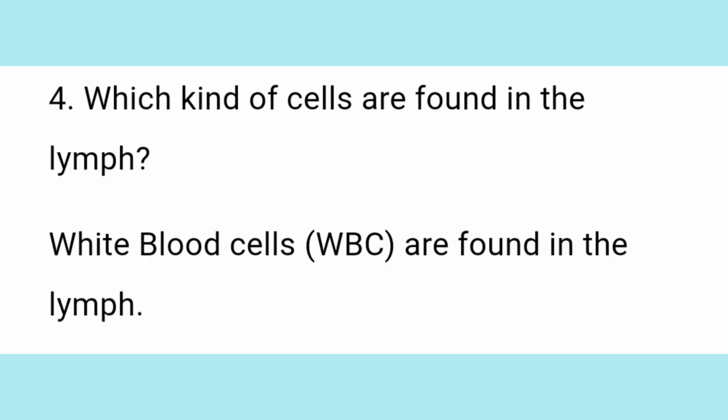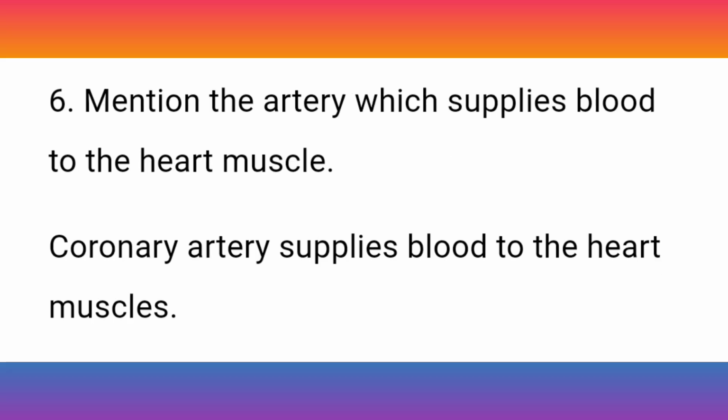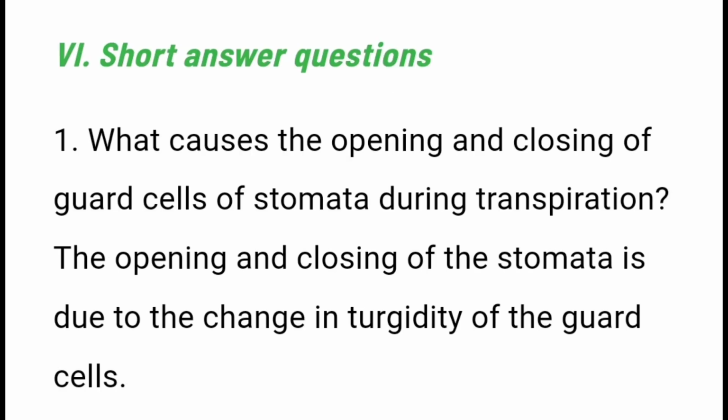Fourth one, which kind of cells are found in the lymph? Answer, white blood cells, WBC, are found in the lymph. Fifth one, name the heart valve associated with the major arteries leaving the ventricles. Answer, semilunar valves are associated with the major arteries, pulmonary artery and aorta, leaving the ventricles. Sixth one, mention the artery which supplies blood to the heart muscle. Coronary artery supplies blood to the heart muscles.